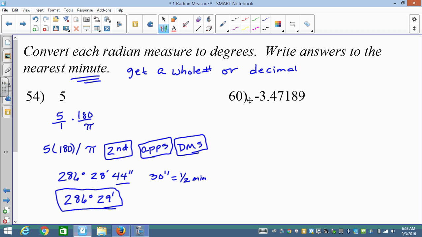Okay, once you guys go ahead and give yourself a shot at this one, try this one, see if you get the same answer. Don't forget to use the second app, DMS, to get your answer right away.